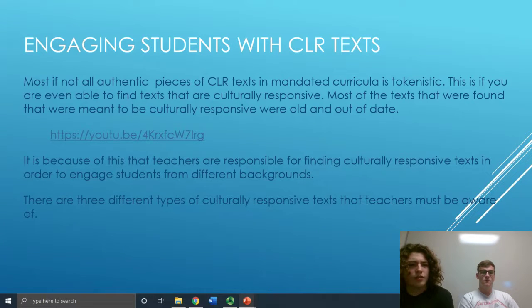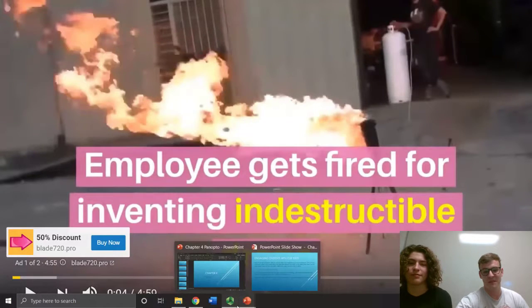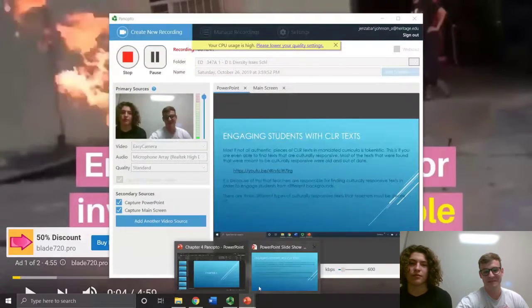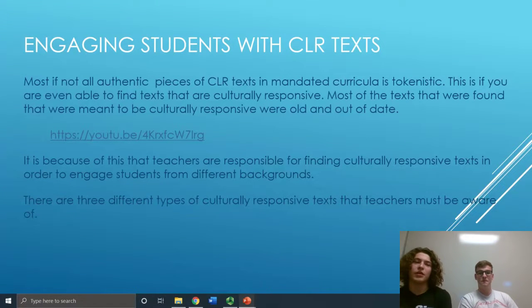And we had, just because of this, teachers are responsible for finding culturally responsive texts in order to engage students with them. Right. So, like he was saying, you got to be culturally responsive. You have to be in the now in order to keep students engaged. And there are 3 different types of culturally responsive texts that teachers must be aware of.